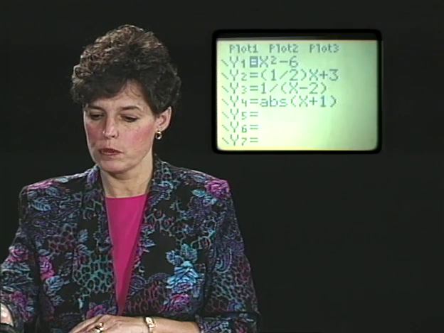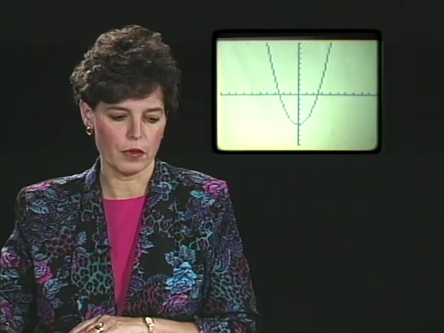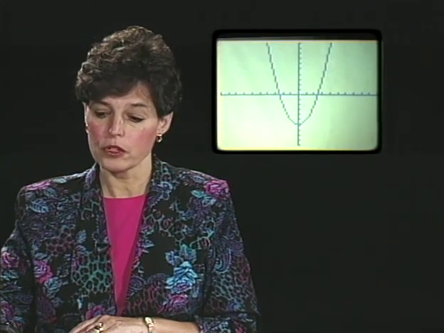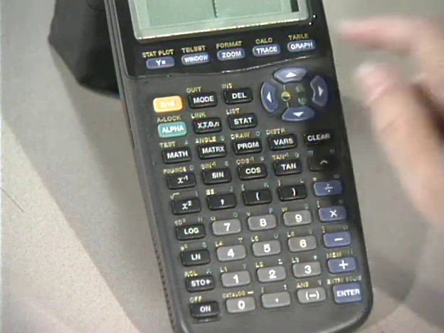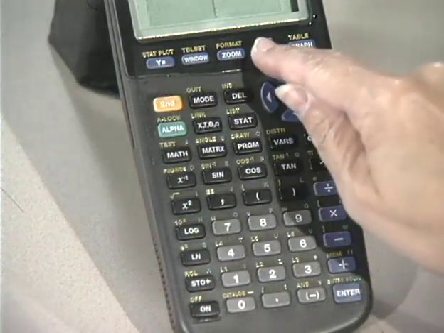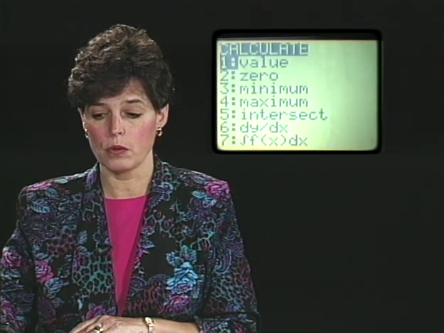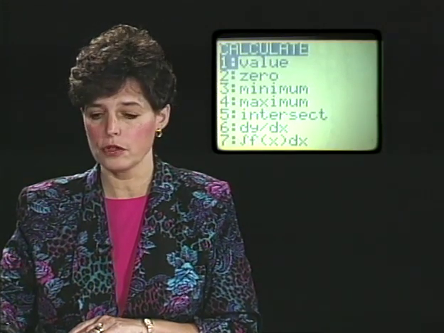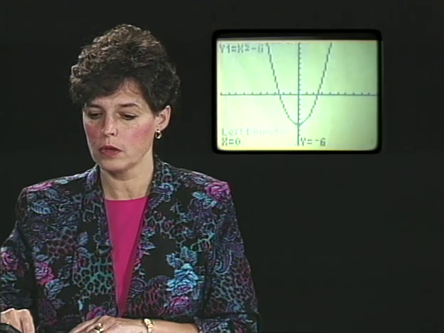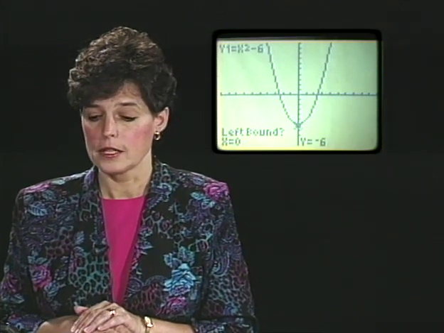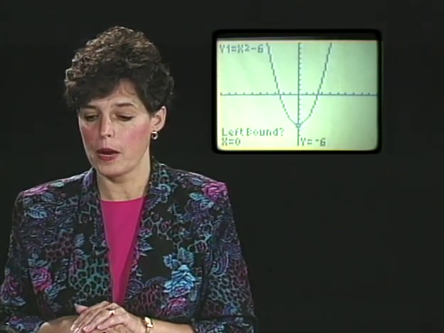Okay, let's go to zoom standard, get a good picture of this parabola that was our first function. And at this time, we're going to use the calc menu again. So go second, calc. You see that the second choice says zero. So we're going to find the x-intercepts by going to number 2. And I have a question on the screen again. This time it's asking me about the left bound.